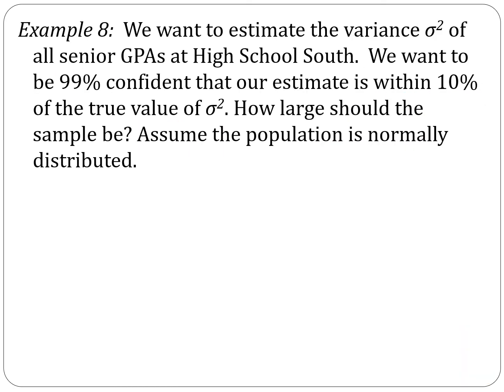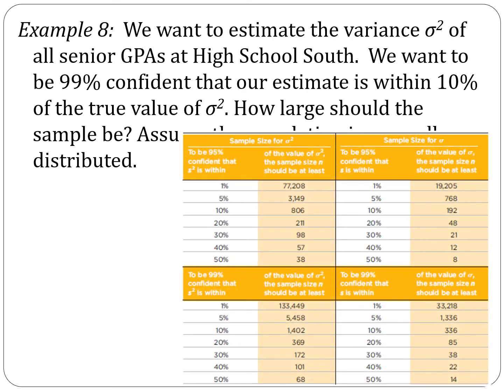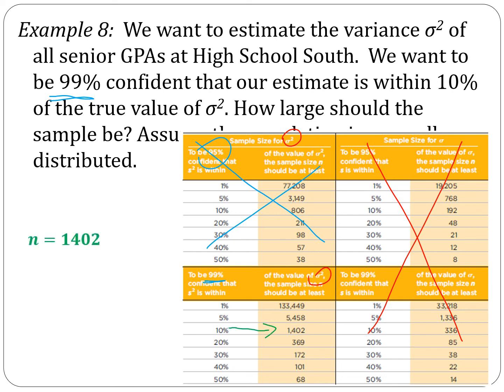One last one, we want to estimate the variance of all senior GPAs at High School South. We want to be 99% confident that our estimate is within 10% of the true value of the population variance. How large should the sample be? Variance is the left side of this table. Standard deviation is this side. We can cross that one out. We want to be 99% confident. This one up here is 95%. We want 99%. And we want it within 10%. So our sample size is 1402.